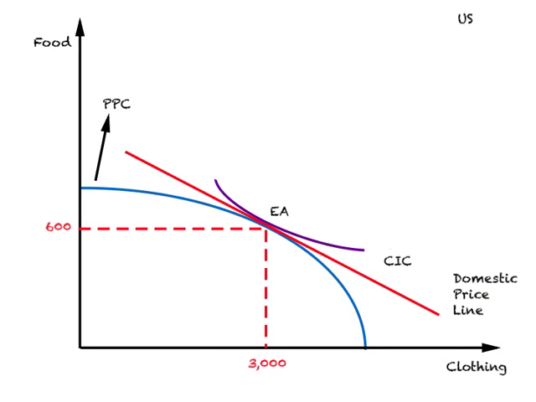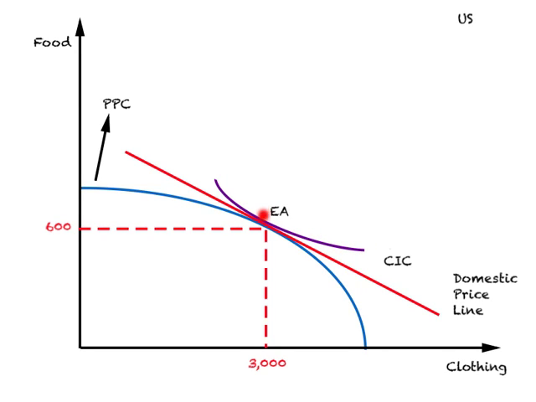Suppose we are looking at a country called the US, which produces two goods, clothing and food, and the blue curve is the PPC. As you can see, in absolute terms, the slope of this PPC continues to increase, or what we are looking at is the increasing cost PPC. And then we are given a domestic price line represented by this red colored line, and then we are given a community indifference curve for the US.